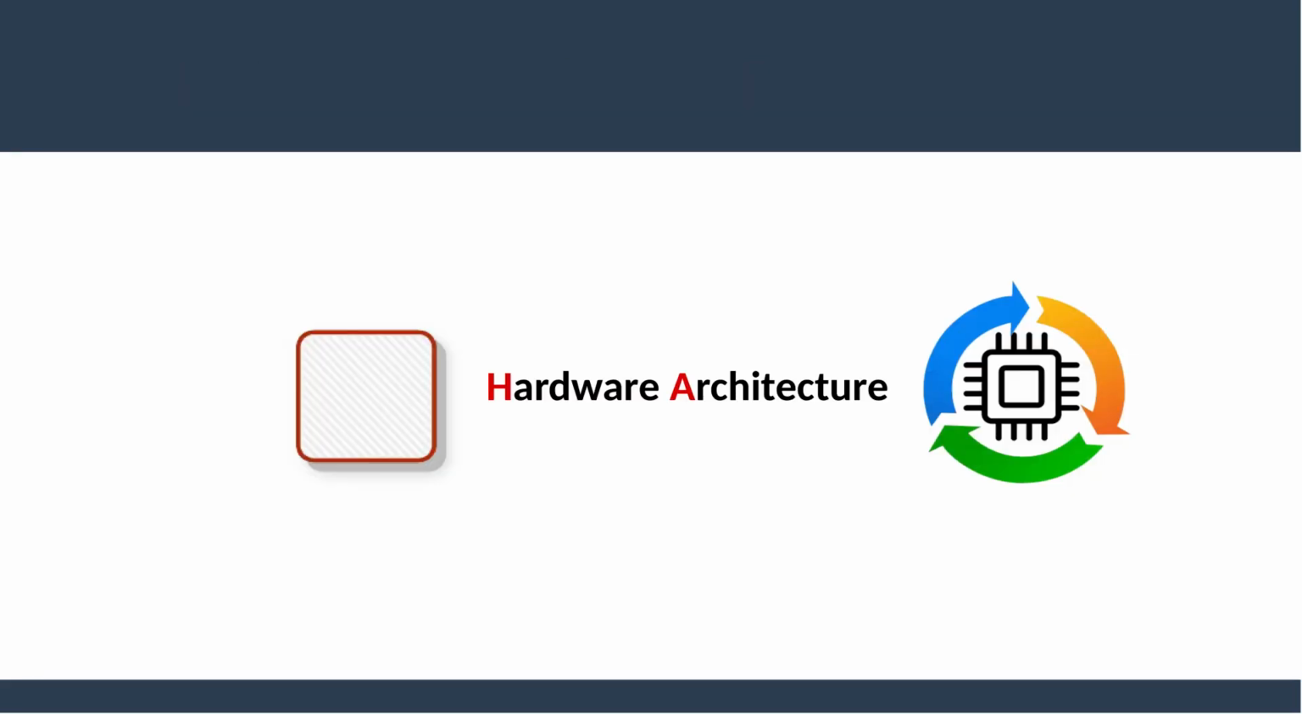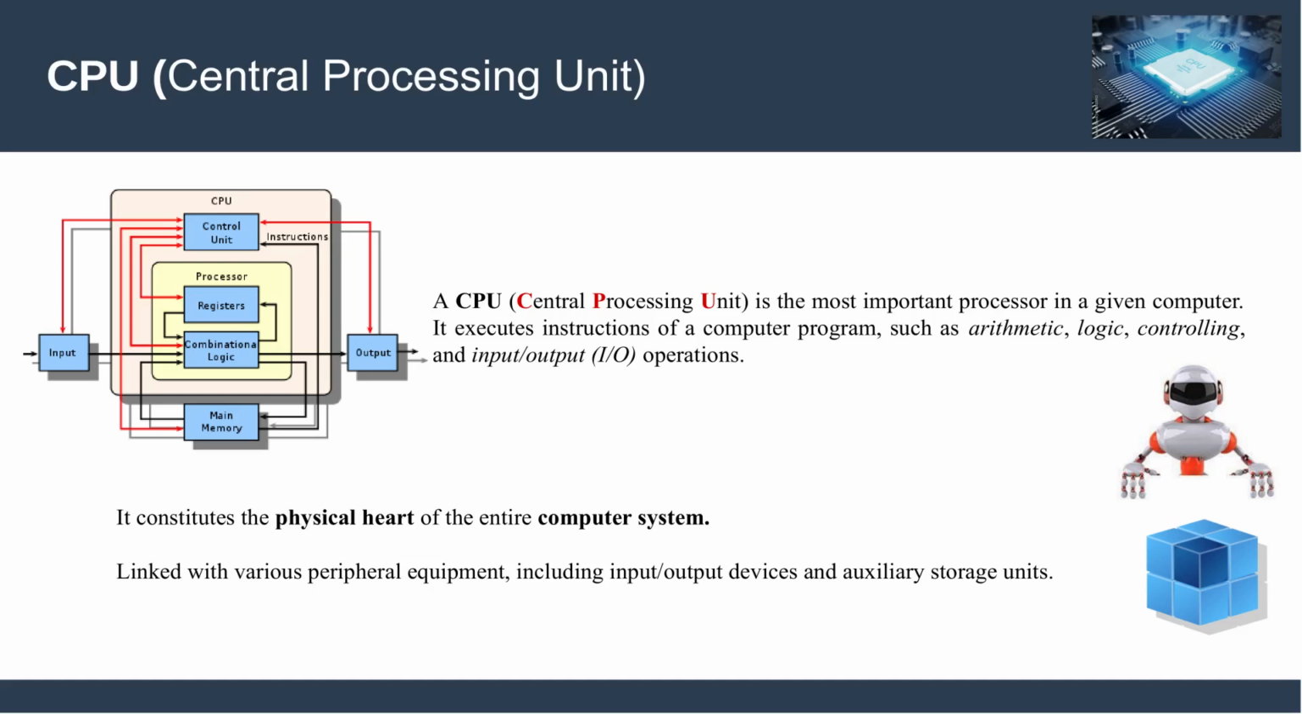Hardware architecture defines the structure and organization of a computer's components. It includes the CPU, memory, storage, and input-output devices. Each component plays a crucial role in processing and executing instructions. Understanding hardware architecture is essential for optimizing performance and ensuring efficient communication between components, which is vital for both traditional and parallel computing systems.